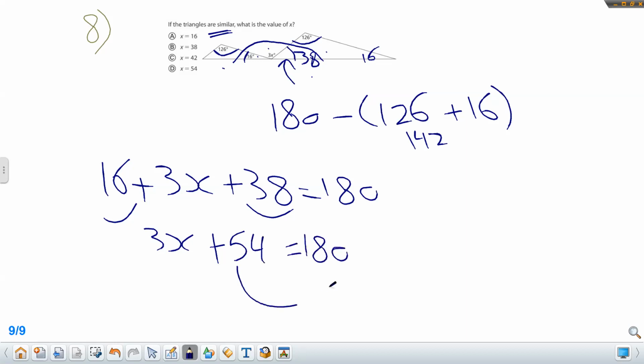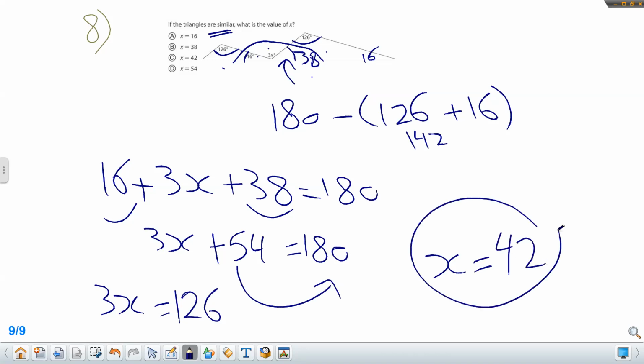Then move 54 to the other side, then 3x equals 180 minus 54. It will be 126. Then divide by 3 to find x. Then x equals 126 divided by 3, it will be 42. Then your answer is letter C.